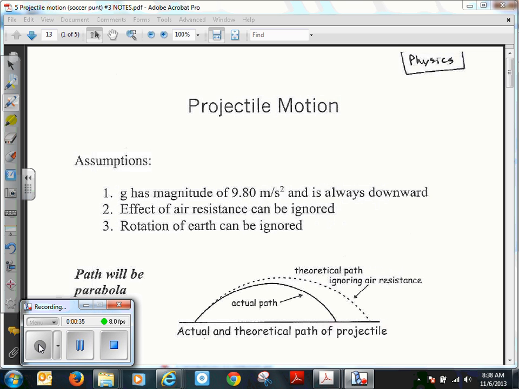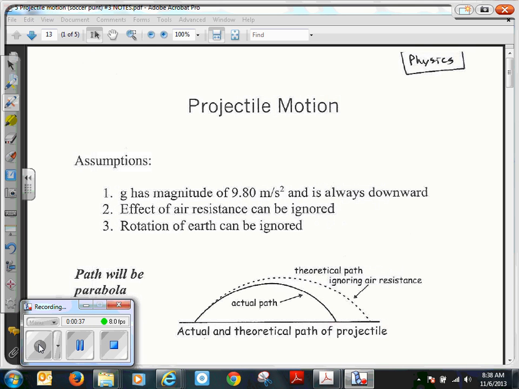Projectile motion, so assumptions we have to make. Little g, or acceleration due to gravity, has a magnitude of 9.8 meters per second squared, but we are using 10 meters per second squared for our math. And it's always downward. So, maybe you learned negative 9.8 in your last science class. But now you need to know that if you're on the equator, downward is upward 12 hours later. So the negative is not necessarily the right way to do it.